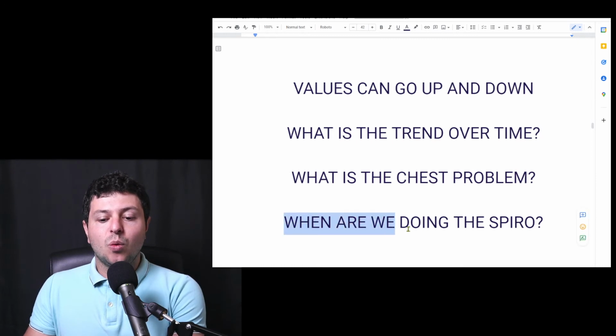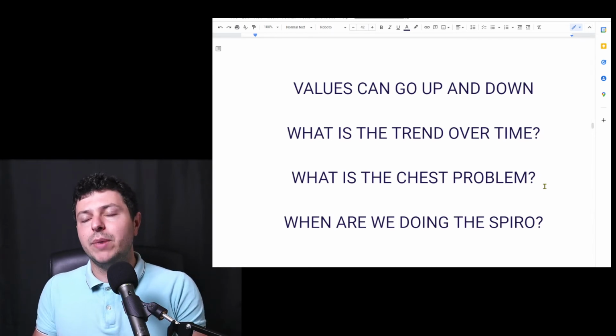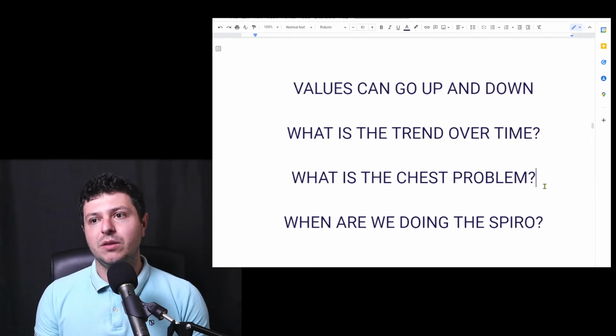And then when we are doing the spirometry is also very important, because like I mentioned before, if we're doing spirometry when you're feeling really bad, you've just come out of hospital with a pneumonia and we do a spirometry, it will probably be abnormal for most people.